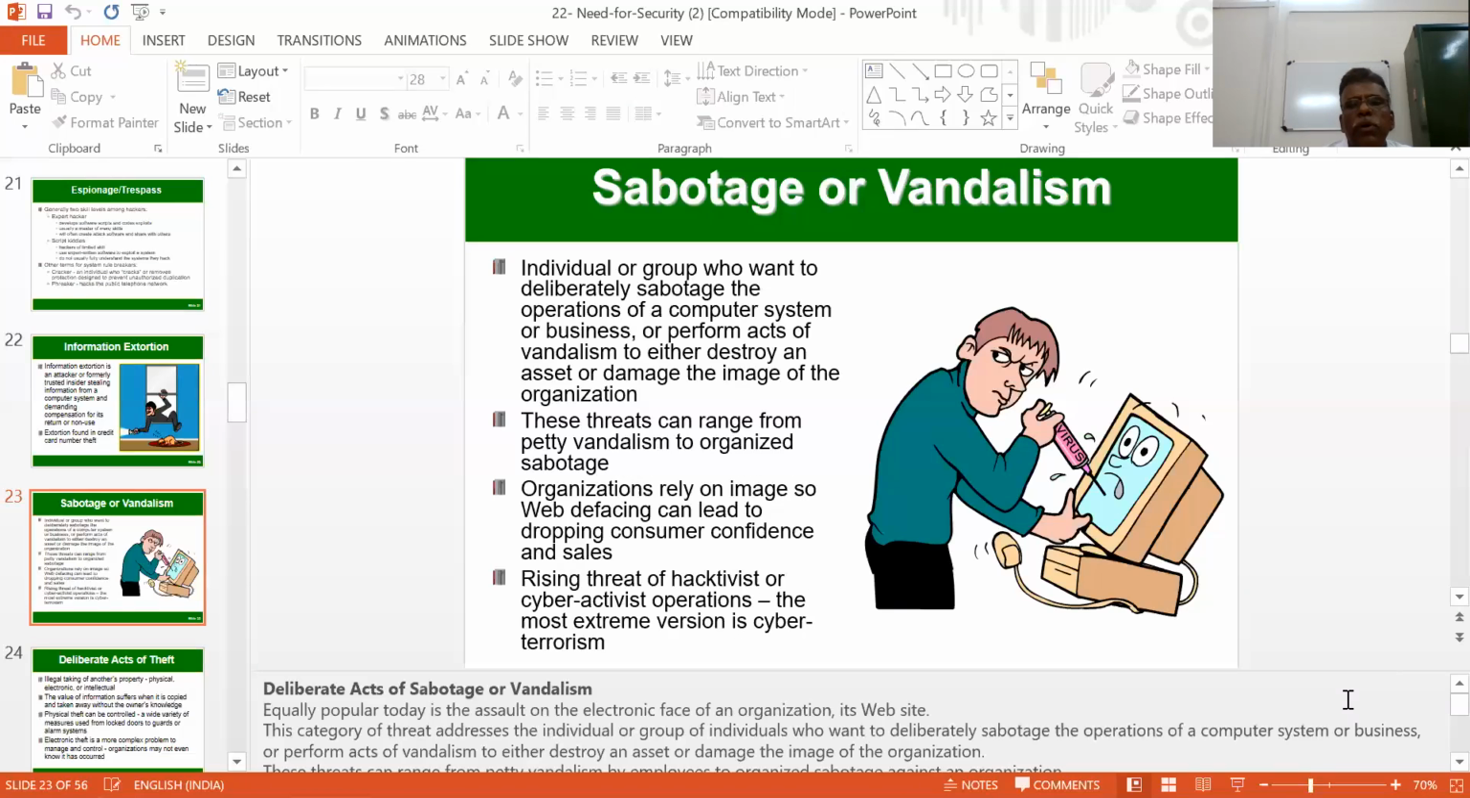These are all words which are meant to be understandable in such a way that they show how threatening the options are. Organizations rely on their image, so web defacing can lead to dropping consumer confidence and safety. They used to identify who all the suppliers and vendors are.